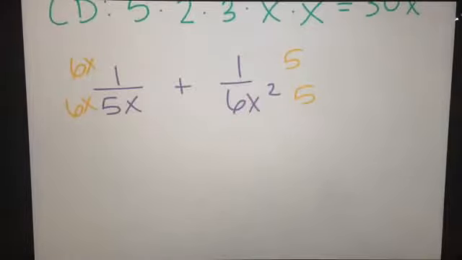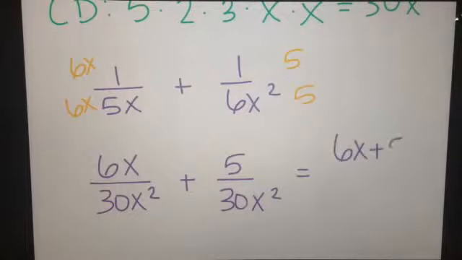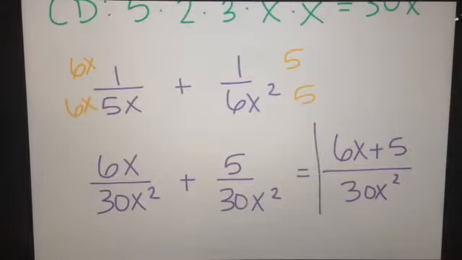So now that first fraction is 6x over 30x squared. The second fraction is 5 over 30x squared. And I'm going to write my final answer as (6x plus 5) divided by 30x squared. So that when I added those, I made them into one rational expression, or one fraction, I guess you could say.